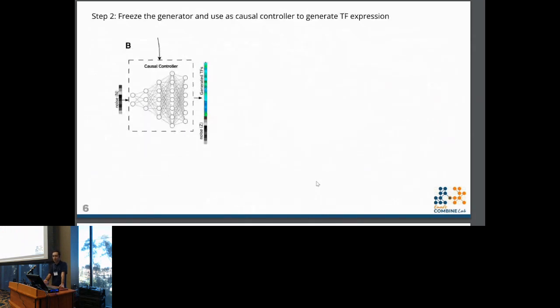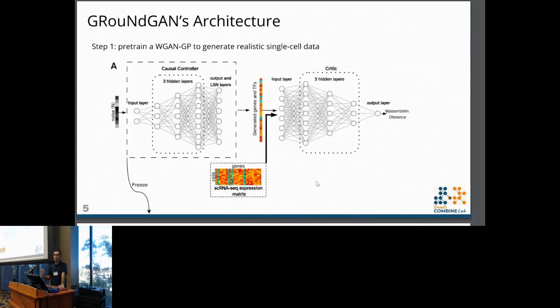Now, in this first step, we are simply trying to generate realistic data, because right now we're not imposing any GRN onto the model at this step, right? So the only focus is to generate realistic looking data and essentially mimicking our reference data set. So if the TFs are correlated in the reference data set, they will be correlated in this generated data set.